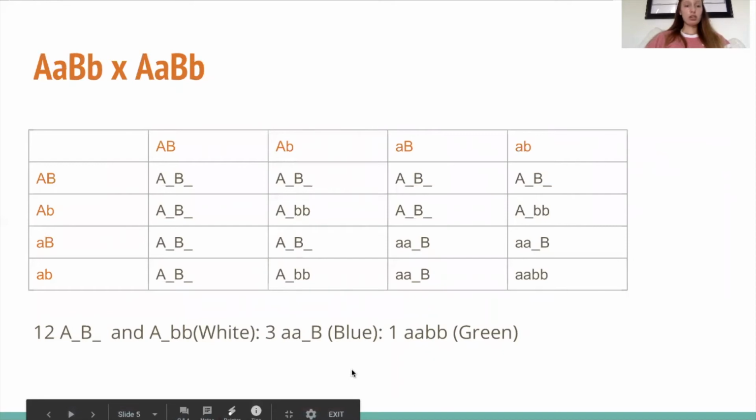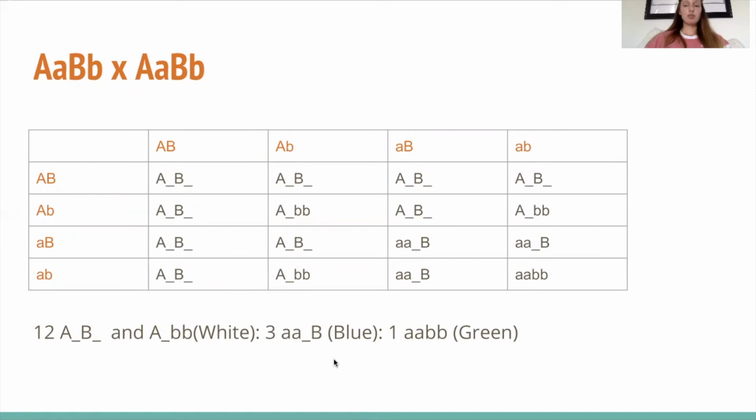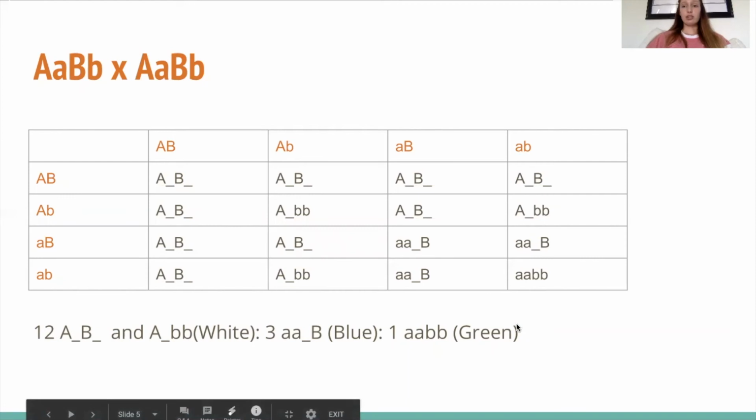So we're going to do a cross here. It's going to be big A, little a, big B, little b, times big A, little a, big B, little b. So you can see we're going to have 12 white: big A with big B and also some little b's, because those are all going to be white just because you have a dominant A. And then we're going to have 3 blue dragons because you have 3 that all have little a's. And then you're going to have 1 green because it's going to have little a's and little b's.